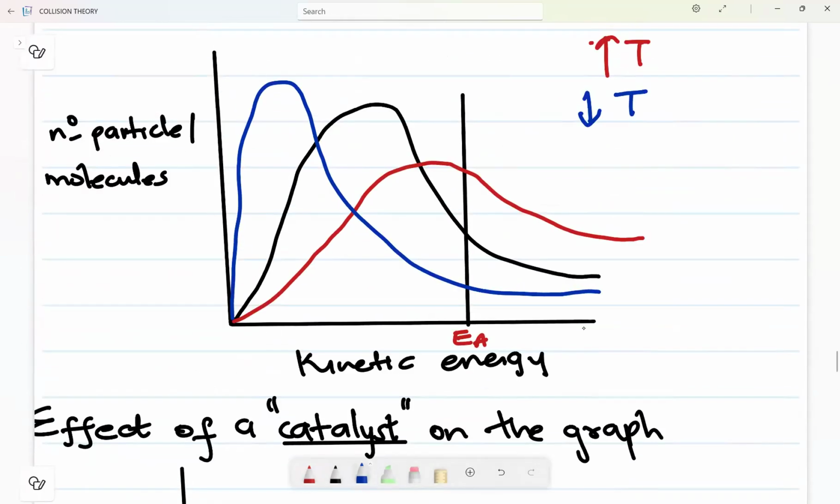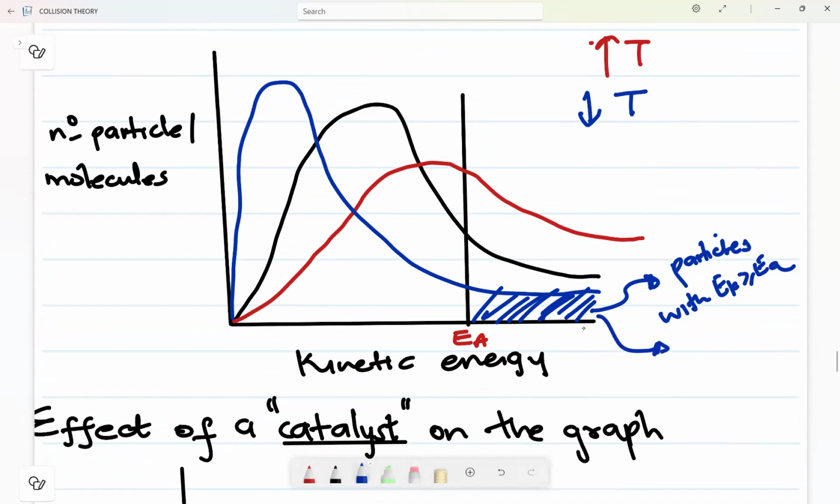They might ask you, what does the shaded part represent? The shaded part represents particles with kinetic energy that is greater than or equal to EA. And what happens here? Effective collisions. Effective collision occurs in here. Yes, this is what we mean.